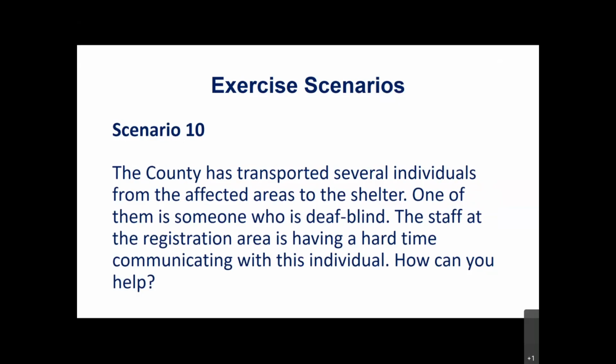Someone suggested requesting a deaf-blind interpreter through the county emergency manager. That is a good one. But in the meantime, what else could you do? So here's one. You could use pencil and paper. Perhaps the person can write, or you can write in large print.